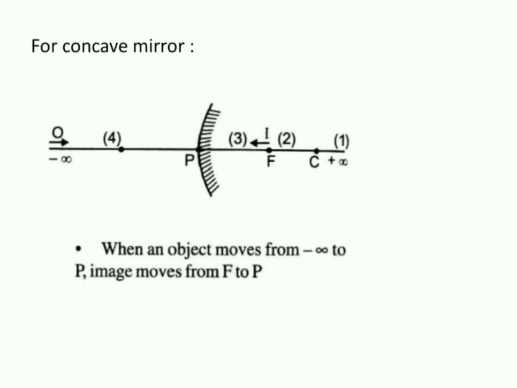If the object moves from minus infinity towards the pole of the mirror, then the image is moving from F towards the pole. We have only one position where you can place a real object, that is anywhere between minus infinity to P. Then the image will be moving from F to P. That will be in region 3.